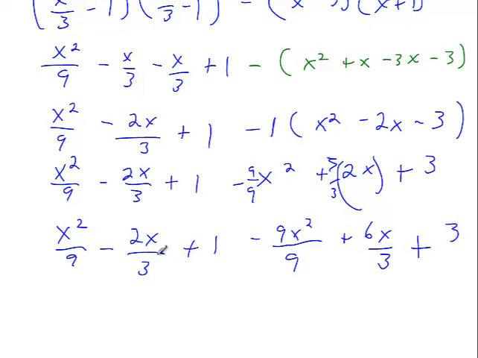Now we can combine like terms because we can just worry about our tops. Our x squareds are still going to be over 9. 1 minus 9 gives me negative 8x squared over 9. Negative 2 and plus 6 gives us plus 4x over 3. And 1 plus 3 gives us plus 4.